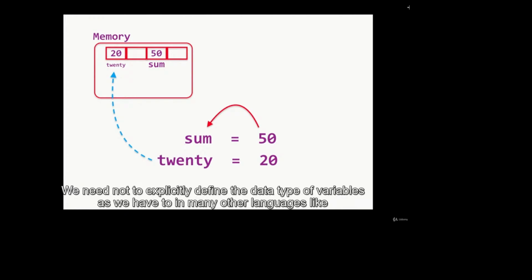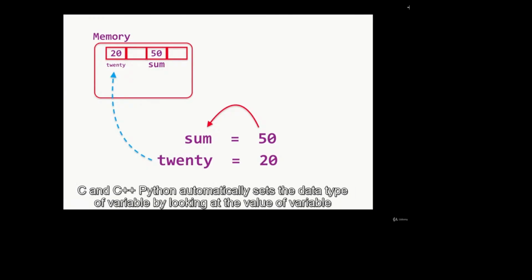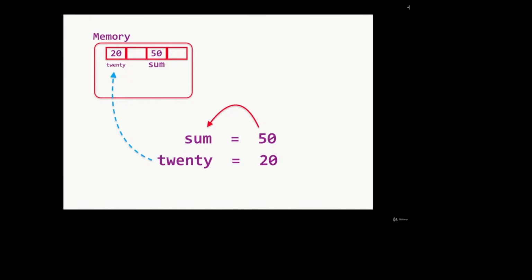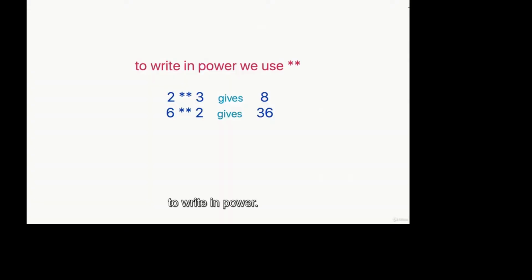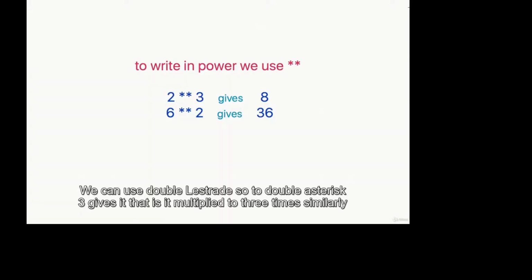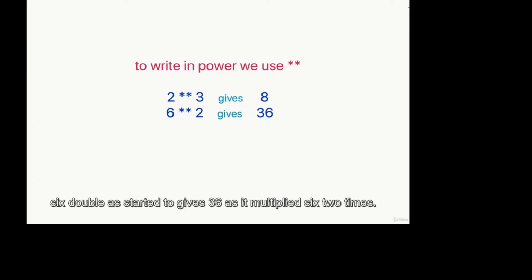We need not to explicitly define the data type of variables as we have to in many other languages like C and C++. Python automatically sets the data type of variable by looking at the value of variable. To write in power, we can use double asterisk. So 2 double asterisk 3 gives 8. That is, it multiplied 2 3 times. Similarly, 6 double asterisk 2 gives 36, as it multiplied 6 2 times. Now let's jump into code editor and write some code.